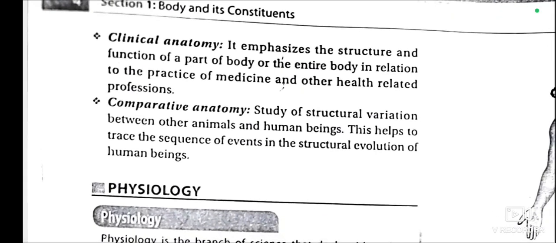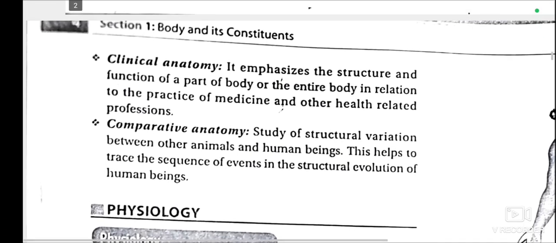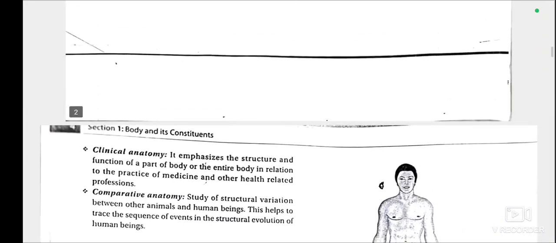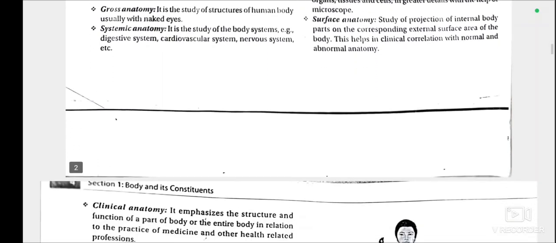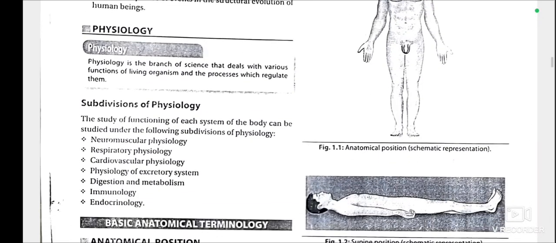Comparative anatomy is the study of structural variations between other animals and human beings. This comparative anatomy describes the study of structural variations in humans and animals. It can help to trace the sequence of events in the structural evolution of human beings by comparing them with animals. Okay, this is the introduction part of anatomy, that is, the subdivisions of anatomy. Are you okay? Okay, next, that is physiology.